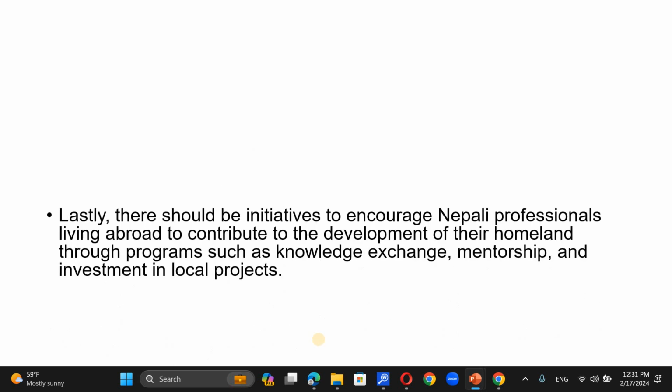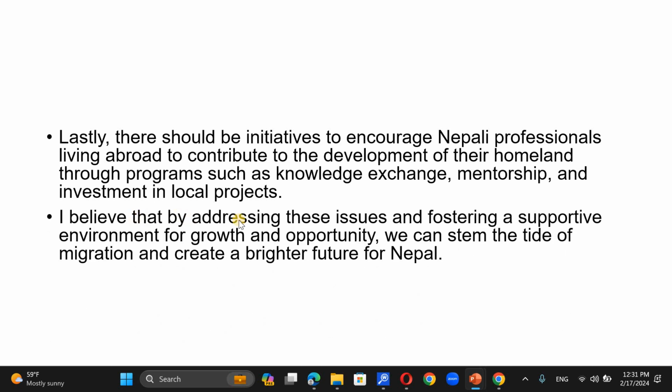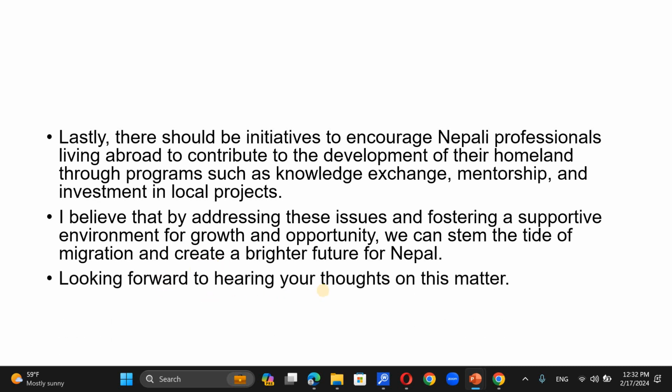By investing in education and vocational training, we can empower young people to build successful careers within their own country. Now, lastly, we should take initiatives to encourage Nepali professionals living abroad to contribute to the development of their homeland through programs such as knowledge exchange, mentorship, and investment in local projects. I believe that by addressing these issues and fostering a supportive environment for growth and opportunity, we can stem the tide of migration and create a brighter future for Nepal. Looking forward to hearing your thoughts on this matter. Warm regards, you can write the name.